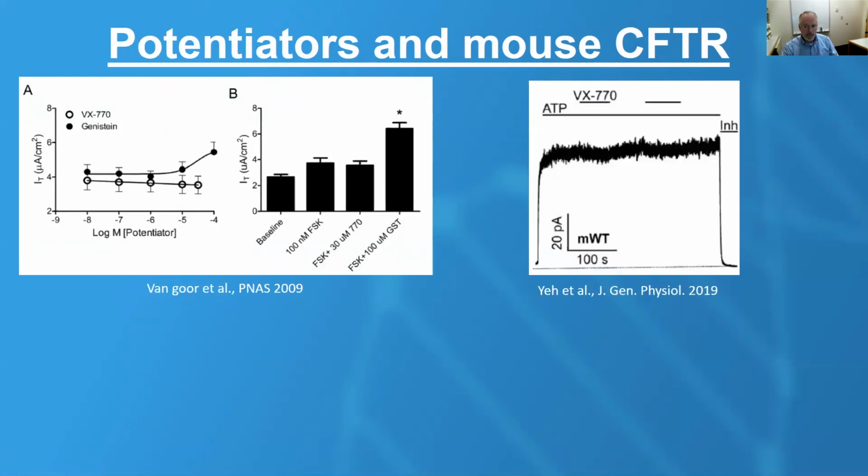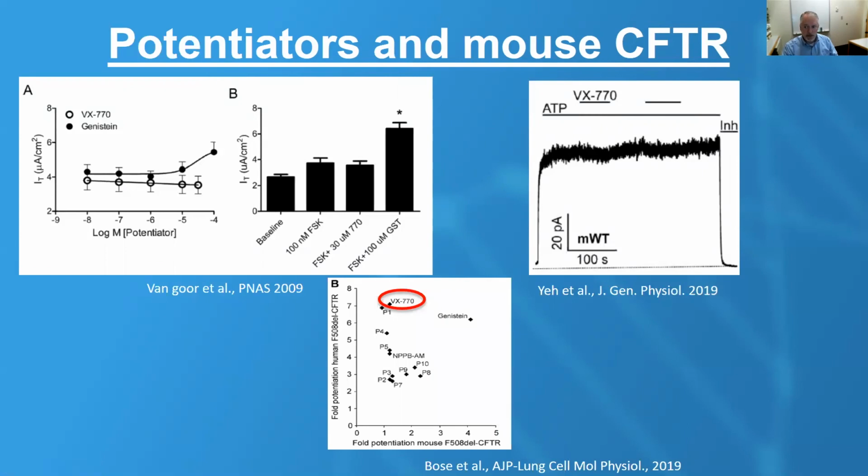Similarly, a more recent study showed wild-type mouse CFTR expressed in Chinese hamster ovary cells showed no potentiation with VX770 using patch clamp measurements. Here is where VX770 is added, and you would expect an increase in the curve if there was potentiation.